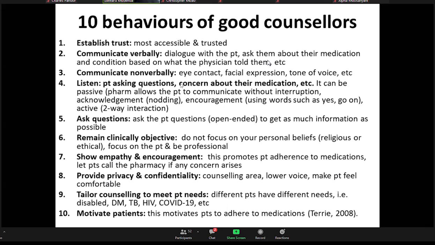And if someone is disabled, make sure you understand their condition. Do not make them feel bad, as if because they are disabled, things are bad with them. No, make them feel at home, make them laugh or smile and so on. And please motivate patients. Once you motivate them, they will adhere to the medication that has been prescribed. Okay?